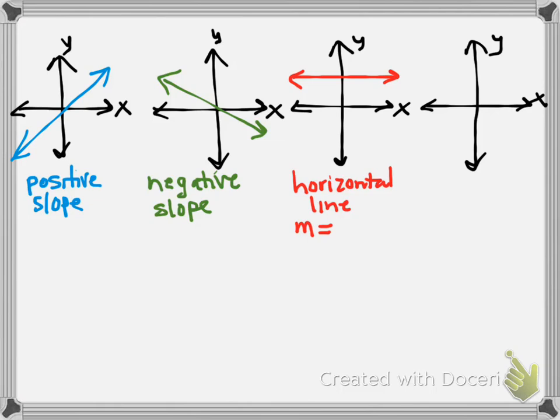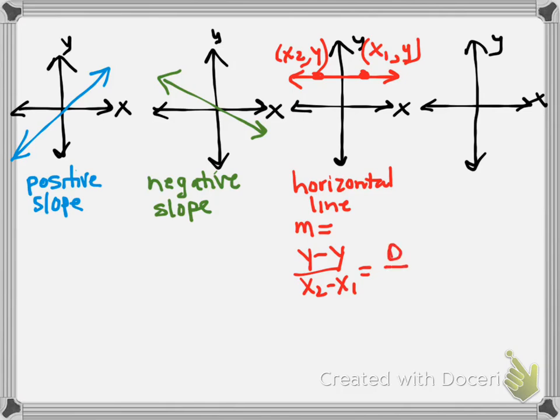Slope here, think about it. If I have different points here, so this x is going to be different, but it's going to have the same y value as this guy. When I take y, take away y, over x sub 2 minus x sub 1, what do I have on top? 0 over some number. What's 0 divided up by a number? 0. The slope of all horizontal lines is 0. Because the 0 in the slope formula is in the numerator. Okay?